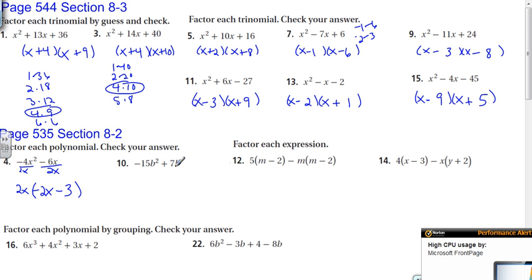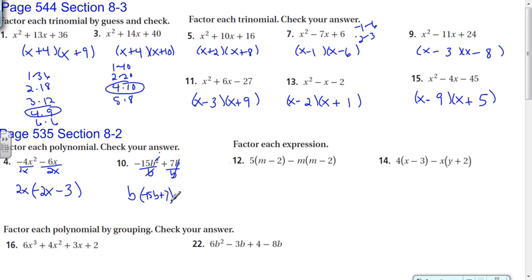The greatest common factor between 15 and 7 is 1, so the only thing they really have in common is the b. So if I divide out the b, the b on the bottom is going to cancel one of the b's on the top, leaving me with negative 15b. And those b's cross out, leaving me with a 7.